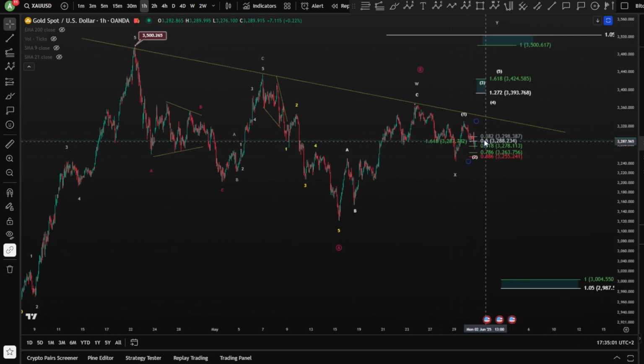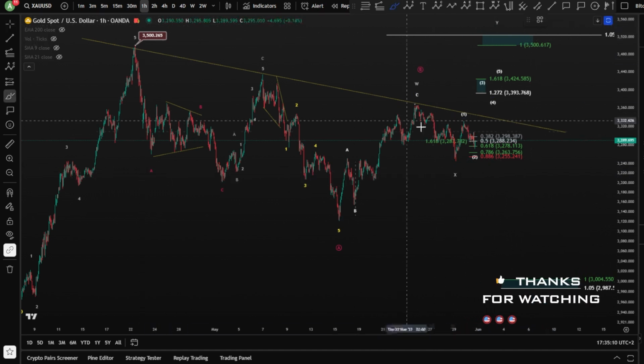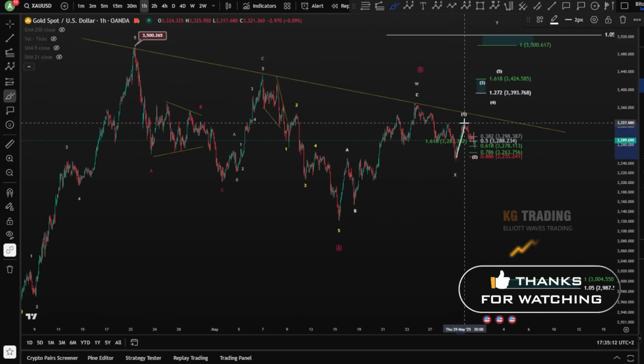So today after the live stream and during the news, of course, we saw this drop toward the downside, which is a little bit tricky drop. We were looking for a potential wave 1 here, of course, as an impulse toward the upside.